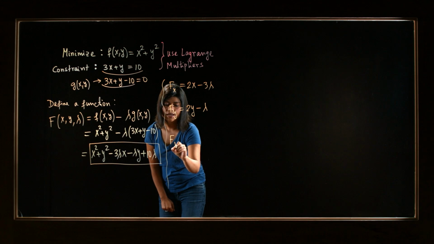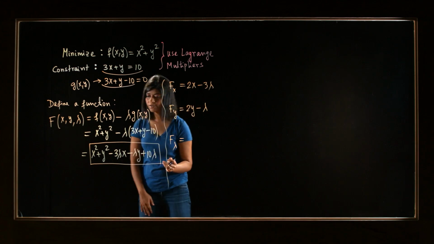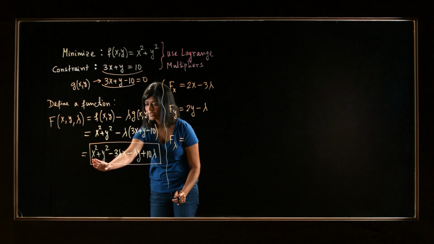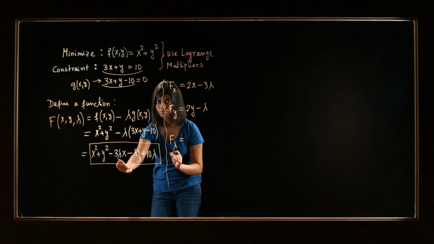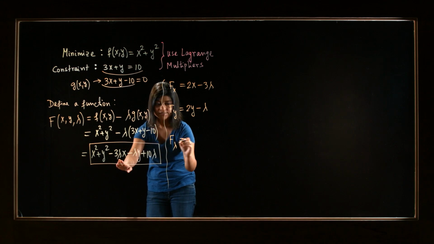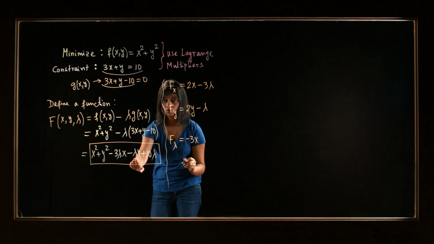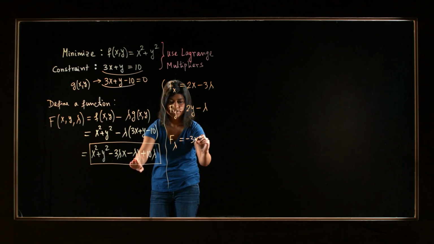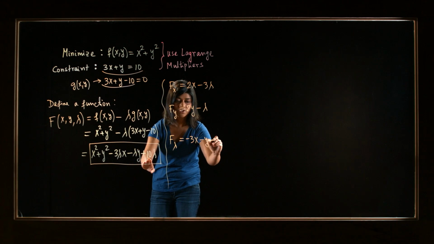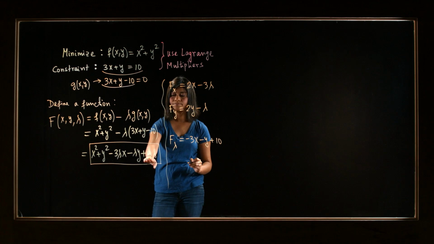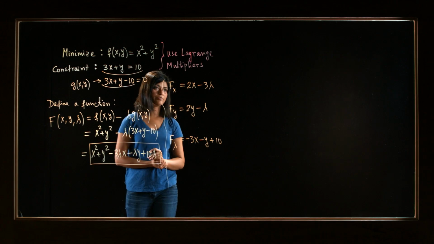Finally, compute F lambda. Now x and y are both constant. So x squared is a constant, 0, y squared, 0. The third term has lambda, and the constant is negative 3x. The fourth term also has lambda, and the constant is negative y. And the last term, the constant is plus 10. So we have all three partial derivatives.